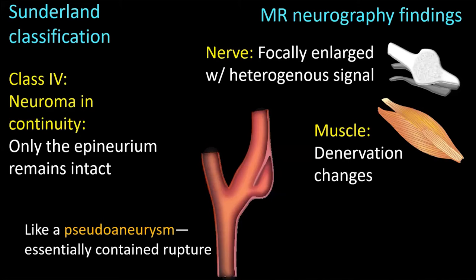And because, again, we're now disrupting flow, we're disrupting the flow of information. We've basically ruptured the nerve. Then you will see denervation in the muscle on MR neurography.